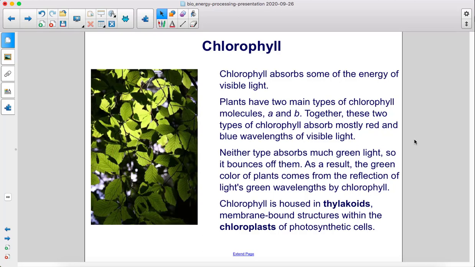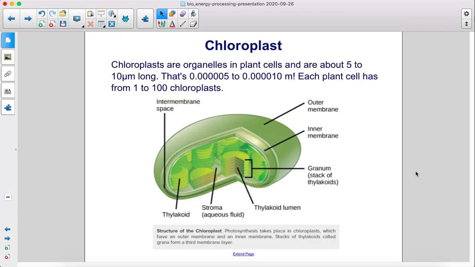Chlorophyll is housed in thylakoids, membrane-bound structures within the chloroplasts of photosynthetic cells. Chloroplasts are organelles in plant cells and are about 5 to 10 micrometers long. That's 0.000005 to 0.000010 meters. Each plant cell has from 1 to 100 chloroplasts.